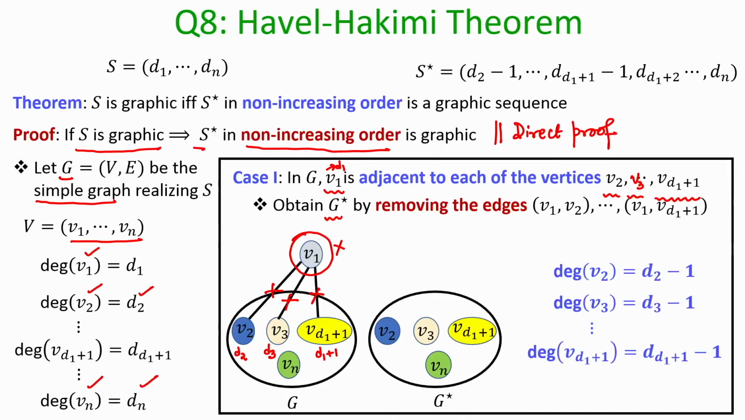Now, what can I say about the new degrees of V 2, V 3 and the vertex number d 1 plus 1? Well, the degree of V 2 will be 1 less than what it was earlier, because the edge between V 2 and V 1 has vanished. The degree of V 3 will be 1 less than what it was earlier, because the edge between V 3 and V 1 has vanished, and the degree of the d 1 plus 1th vertex will be 1 less than what it was earlier, because the edge between the d 1 plus 1th vertex and vertex V 1 has vanished.